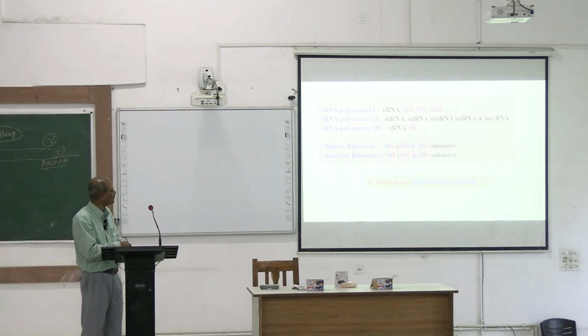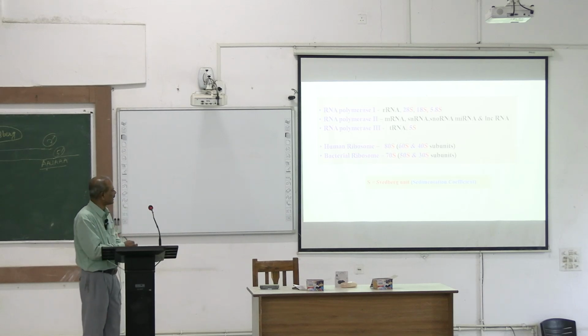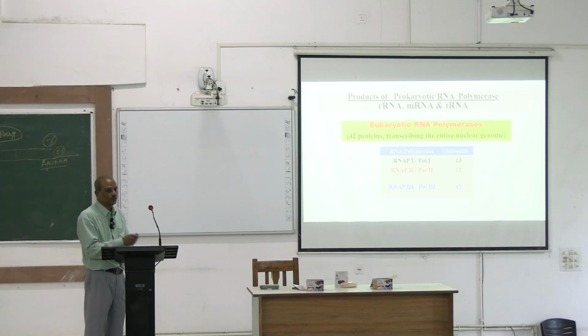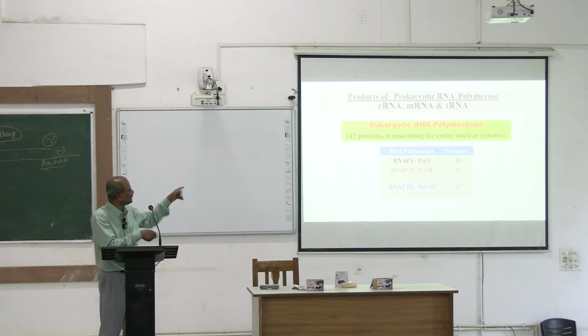The bacterial ribosome is 70S, but it has two subunits, 50S and 30S. As a safe drug, I have already explained. RNA polymerase, as you have seen, has only 5 subunits. Now look at the 42 proteins that are involved.